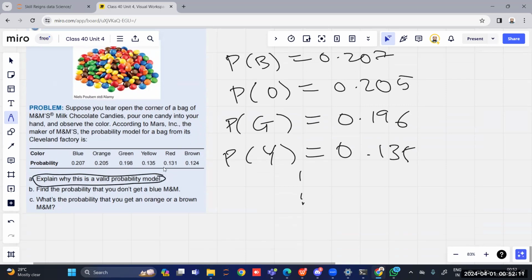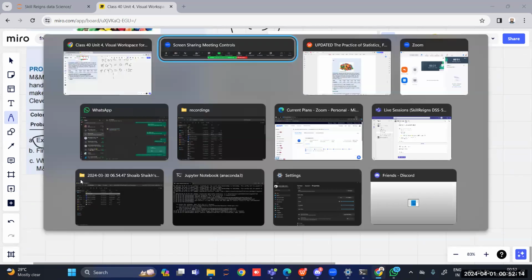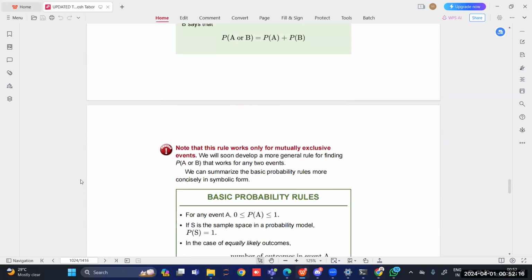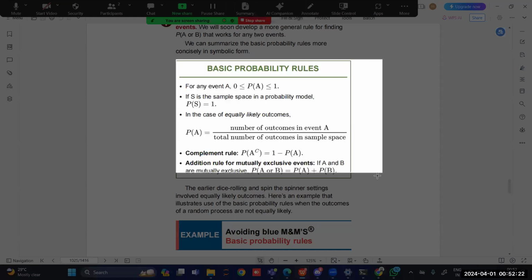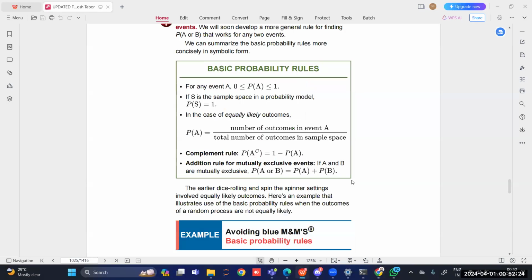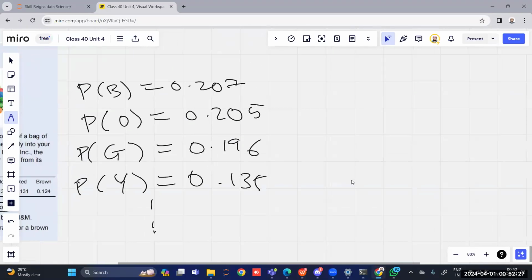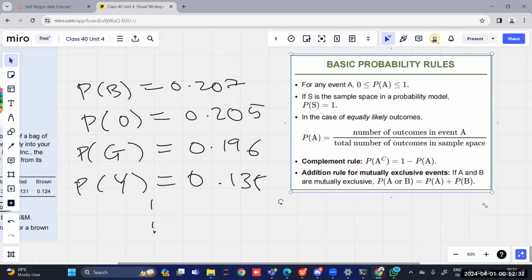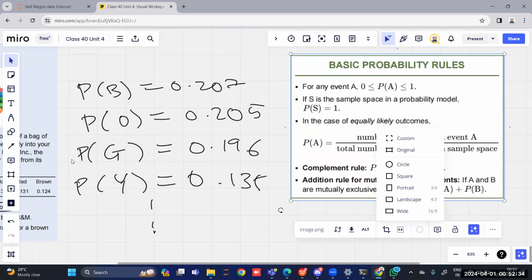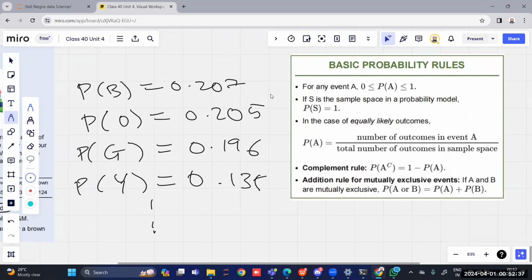For a probability model, we have seen some conditions. I'll take it here on our board also, the basic probability rules. All these rules must match. There are only two rules, by the way, but I'll write this on our board so it will be very much clear. I'll explain and also write down the rules. This is rule number 1 and rule number 2.